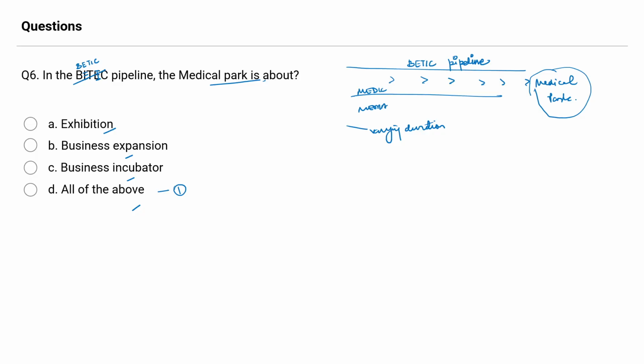In the BETIC pipeline, the Medical Park is about what? Is it about exhibition, business expansion, business incubator, all of the above? You have to tell us what is about that particular term in the entire BETIC pipeline. So, like I mentioned, the pipeline includes numerous programs of varying duration, starting from 2 days, 3 days to 1 week to 1 year, and likewise. So you have to tell us what that Medical Park denotes.